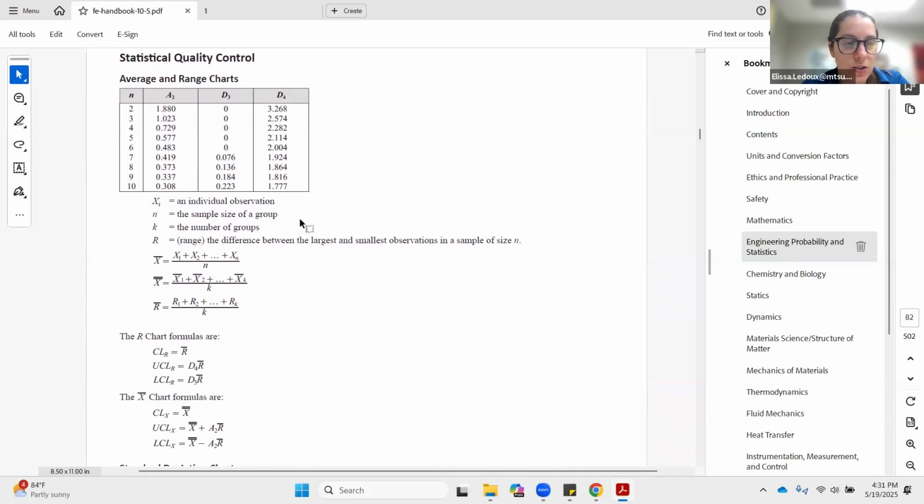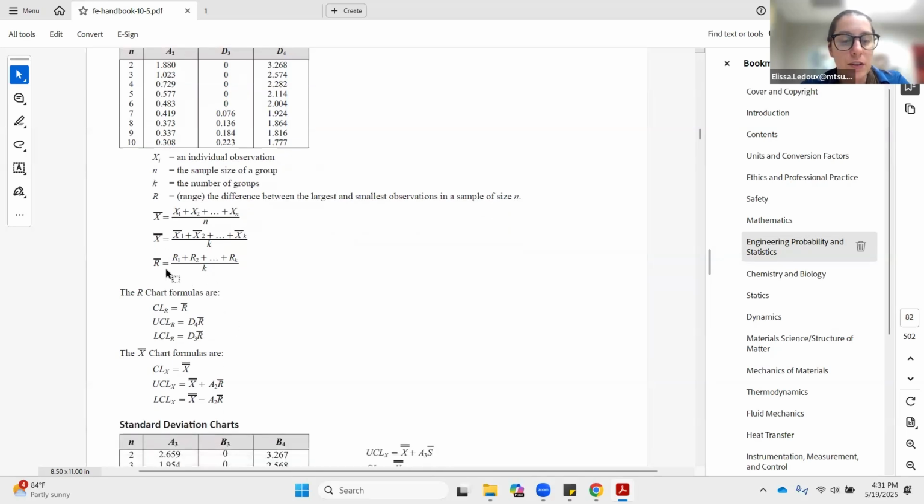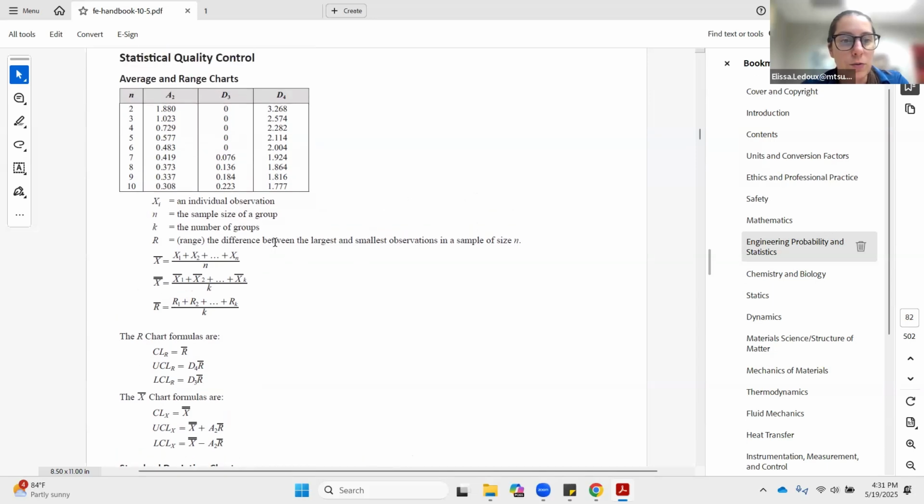Okay, averages and range charts. To find the average, you add everything up and then divide by the number of samples. So that's to find the mean. To find the average of a bunch of averages, you just add up all of those averages and then divide by how many groups there were. And then this is to find the range: add them all up, divide by groups, the difference between the largest and smallest observations in a sample of size n. So this assumes that the groups are of equal size, like if you have k groups that are all of size n.